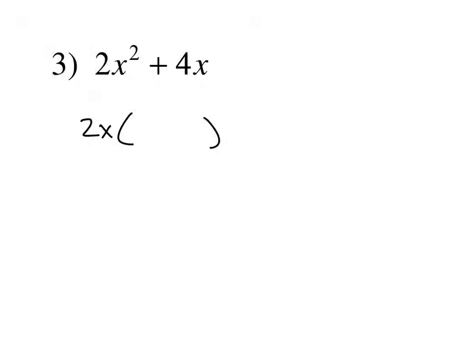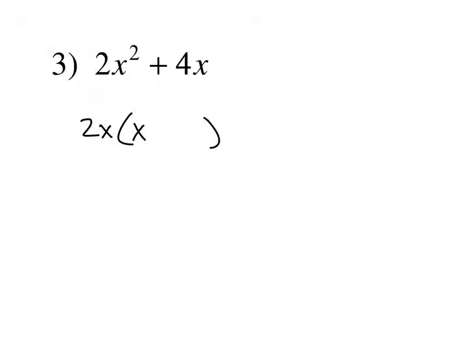All right, so we had a binomial to start with. Therefore, we still have to have a binomial in our answer. So think of it this way. 2x, if I remember distributing from Algebra 1, the distributive property, use that kind of as your check. 2x times what gives me 2x squared? 2x times x gives me 2x squared, right? Because x times x is x squared.